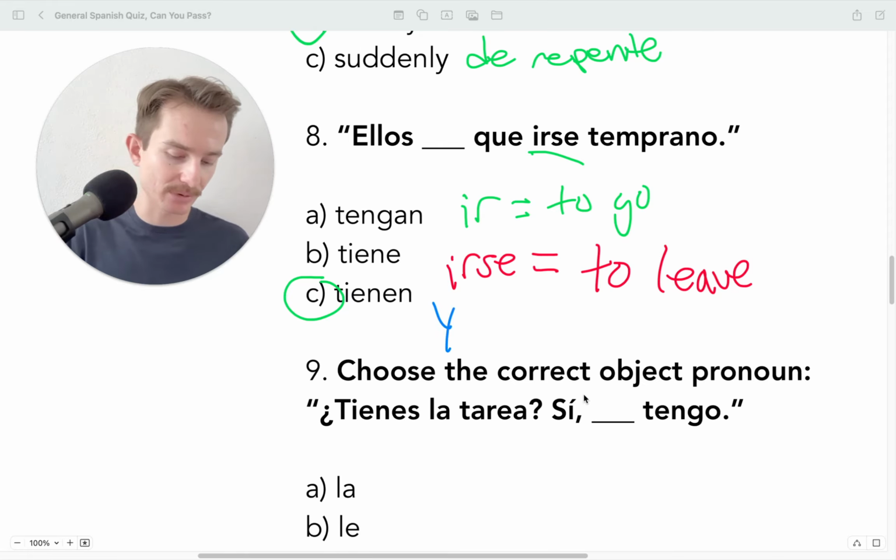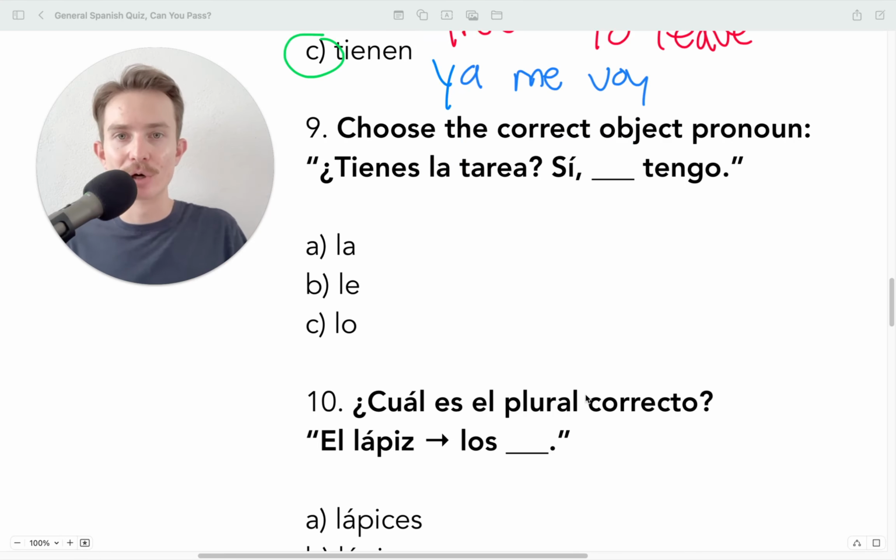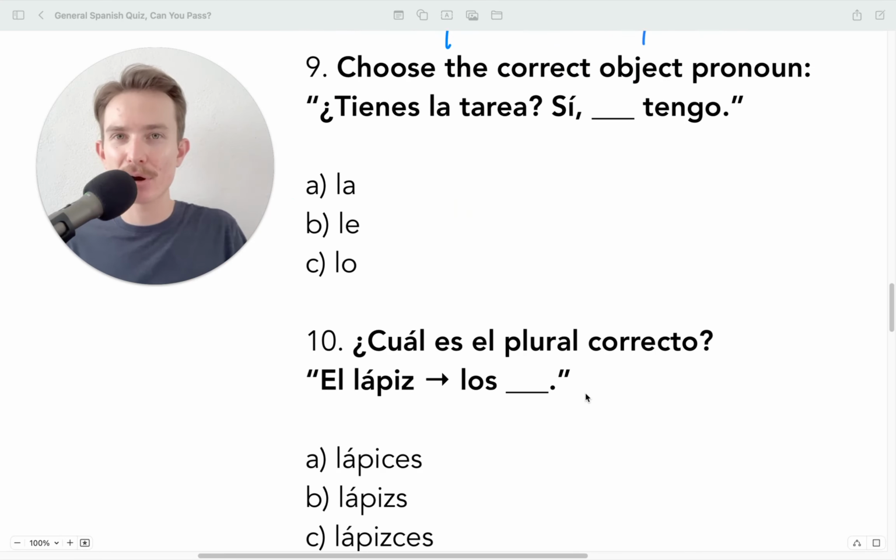So for example, ya me voy. For example, I'm leaving now. Okay? Ya me voy. I am leaving now. So, voy, I go. Me voy, I leave. Okay? Número 9. Choose the correct object pronoun.